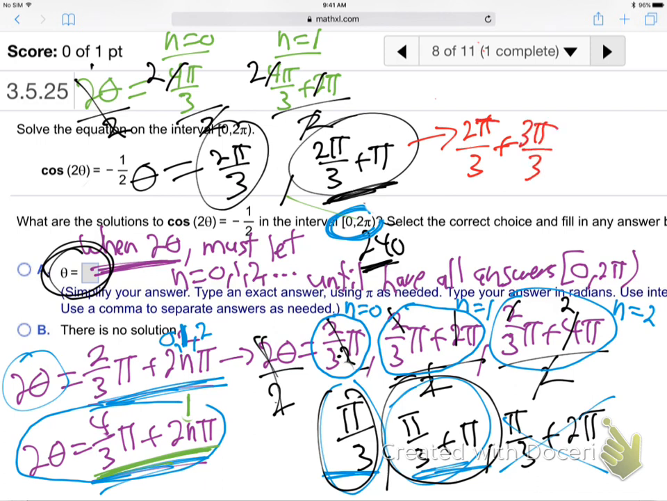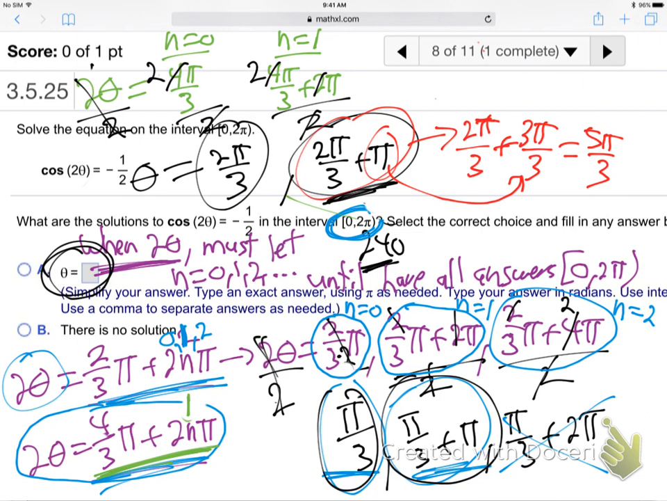This pi is 3 pi over 3, isn't it? And then I can combine them and I get 5 pi over 3. So that's a 5 pi over 3. This is really 5 pi over 3. Everybody okay with that? How's that pi?